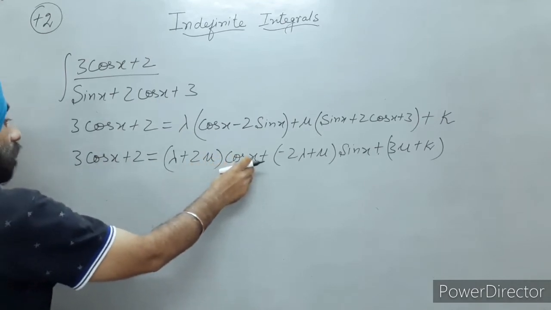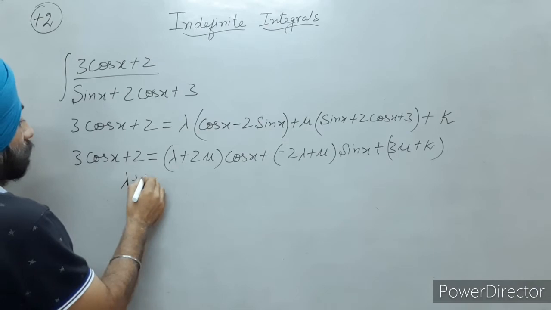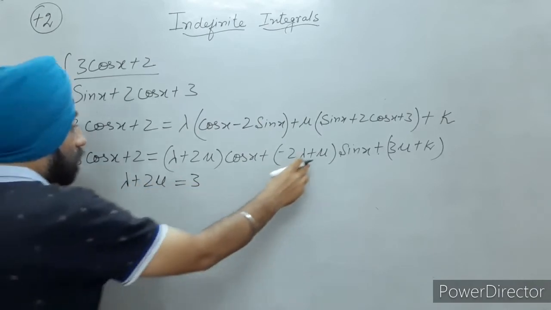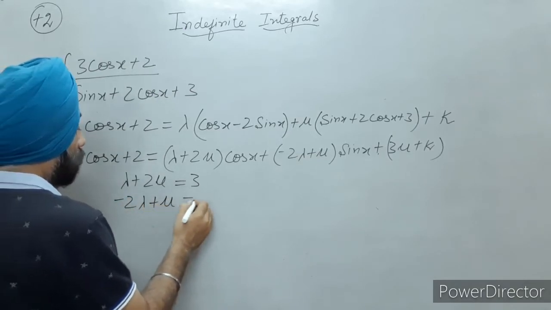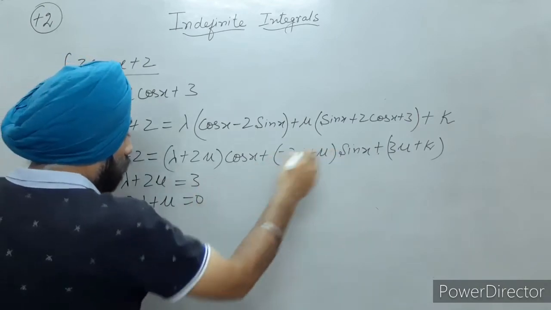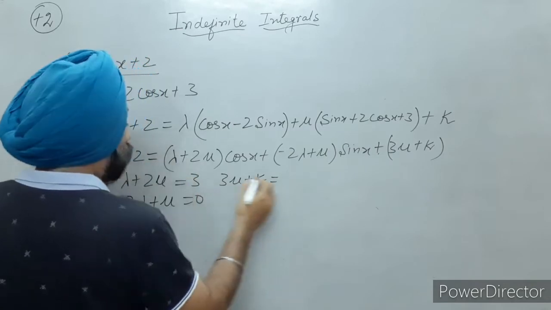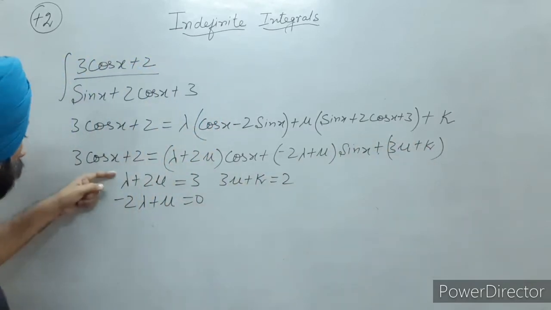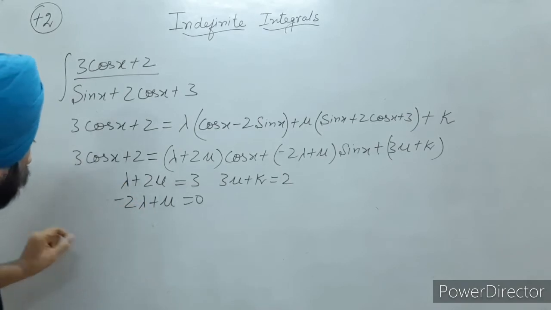Compare the coefficients of cos x and sin x on both sides. I get lambda plus 2 mu is equal to 3. Then minus 2 lambda plus mu equals 0, as there is no sin x on the left hand side. And the third equation is 3 mu plus k is equal to 2, constant with constant. Now I can solve these two equations for lambda and mu directly.